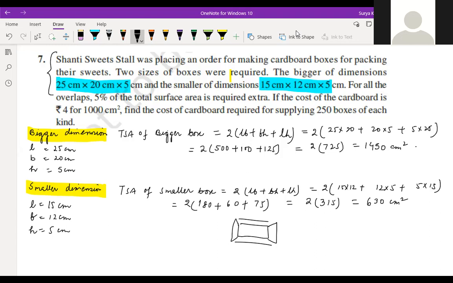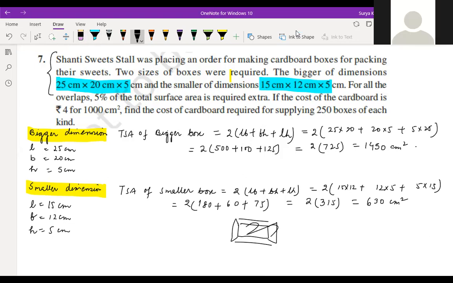On the overlapping part, this is taking 5% extra. For each box, sir? Yes, for each box. For all the overlaps, 5% of the total surface area is required extra. And you have to find for 250 boxes, right? Yes, sir. We need to multiply into 250.